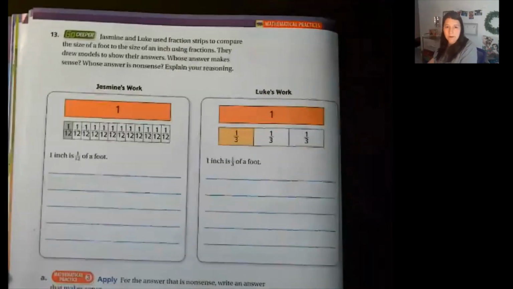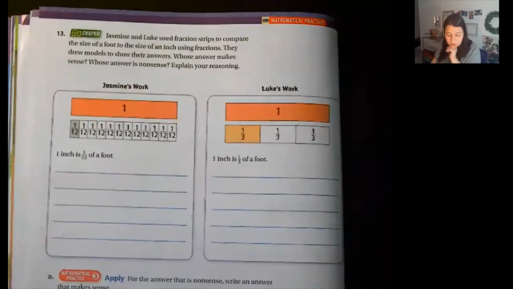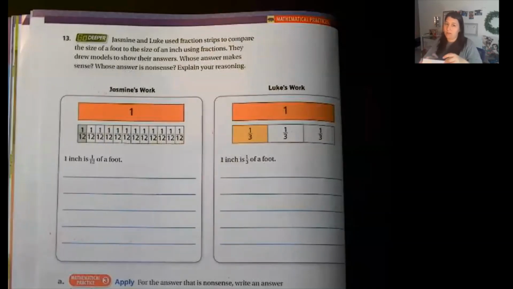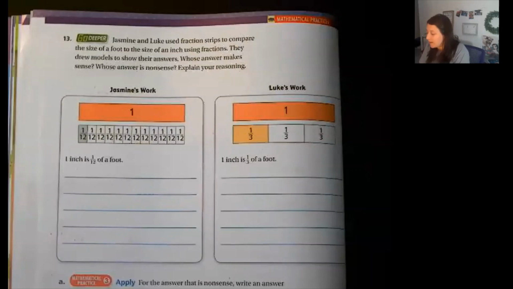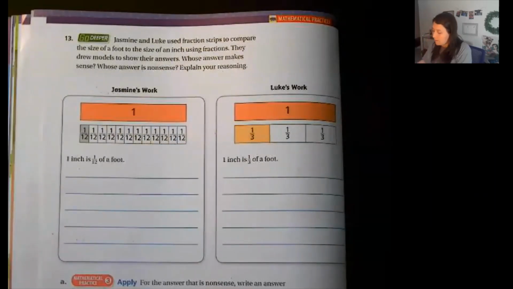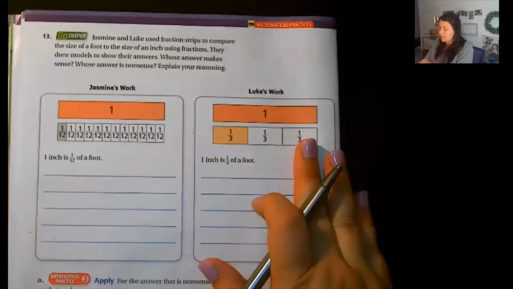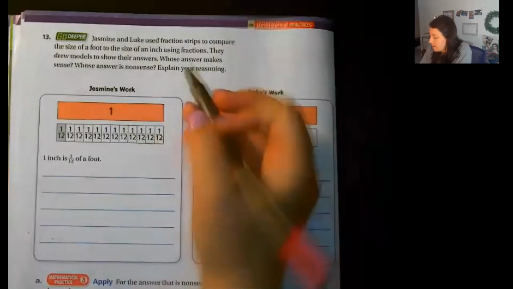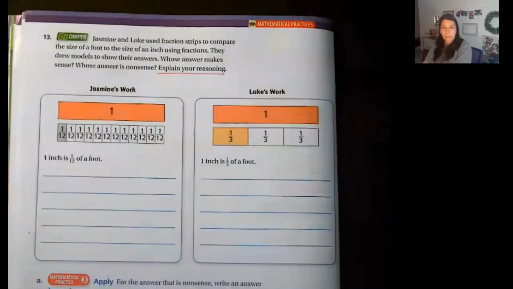Alrighty. For our next problem, we're going to be looking at two students' works and talking about who is making sense and who is making nonsense, or who isn't making sense. Okay, so it says Jasmine and Luke use fraction strips to compare the size of a foot to the size of an inch using fractions. They drew models to show their answers. Whose answer makes sense? Whose answer is nonsense? Explain your reasoning. Okay, so let's take this one at a time.